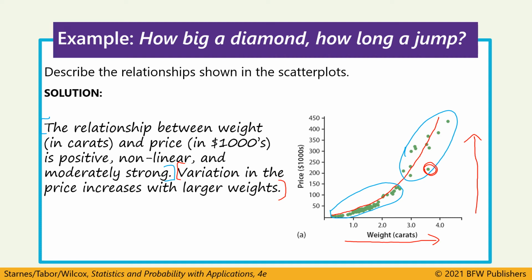Variation in price increases with larger weights. That's just saying that these points over here with higher weights and carats are more spread out than the points with lower weights and carats.